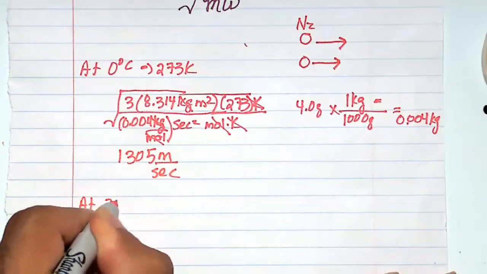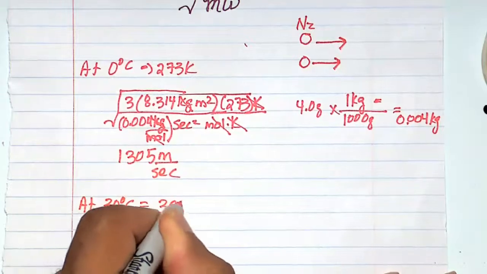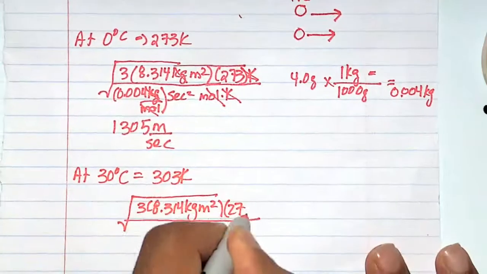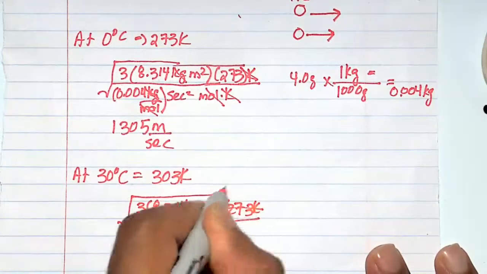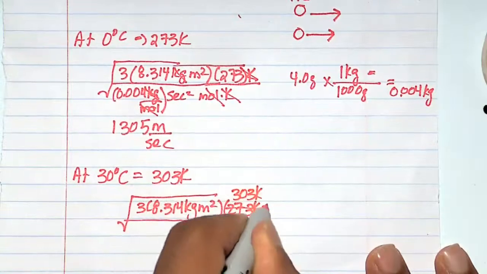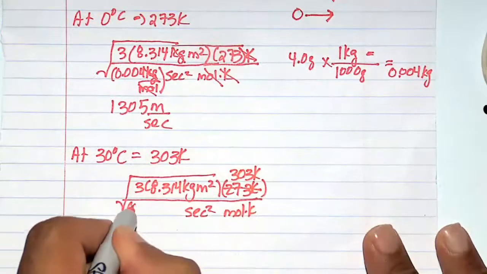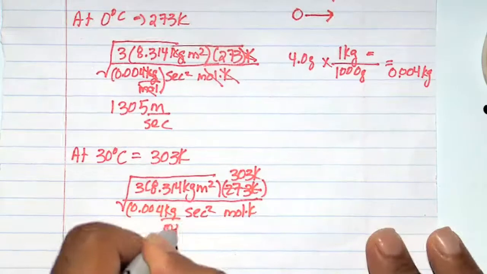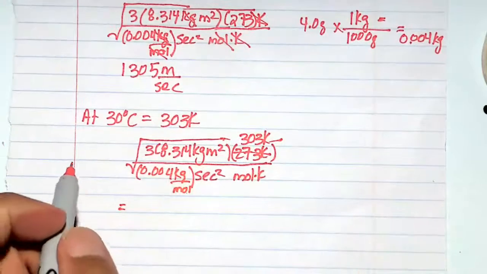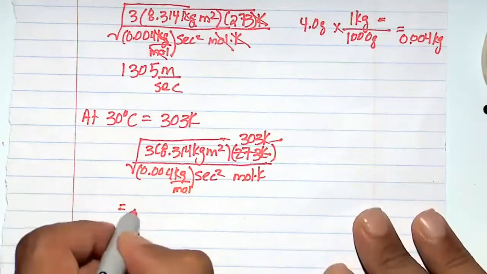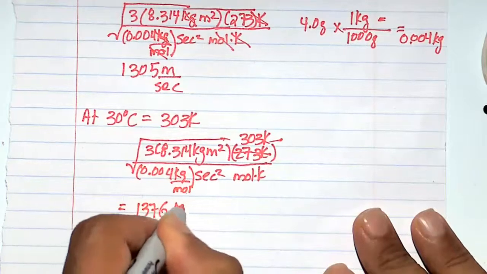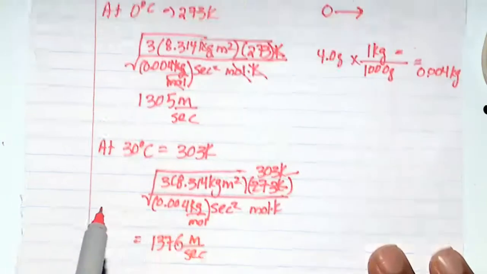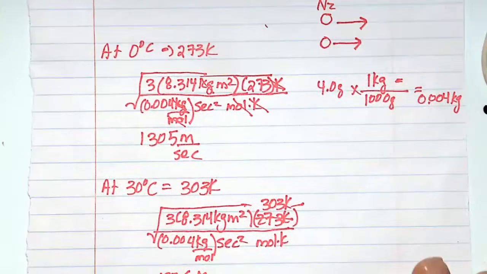All right, let's do this at 30 degrees C, which is 303 Kelvin. And the exact same formula we will use with the units. Our temperature is 303 Kelvin. My units of R here. The molecular weight, it's still helium, so 0.004 kilograms per mole. Doing this on my calculator and taking the square root, I'm getting an answer of 1376 meters over second. So obviously, at a higher temperature, there is more speed than at a lower temperature, because at a higher temperature, the gases diffuse faster.